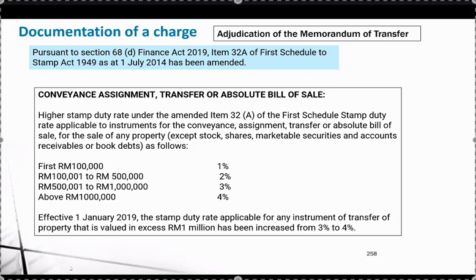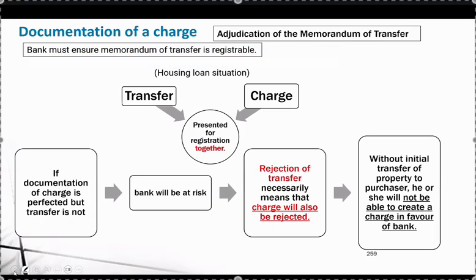Okay, so next we'll move on. This one is just talking about how, if you present charge and transfer at the same time and one of them doesn't go through, if the charge doesn't transfer, the charge is also invalid. That's what they're saying here.